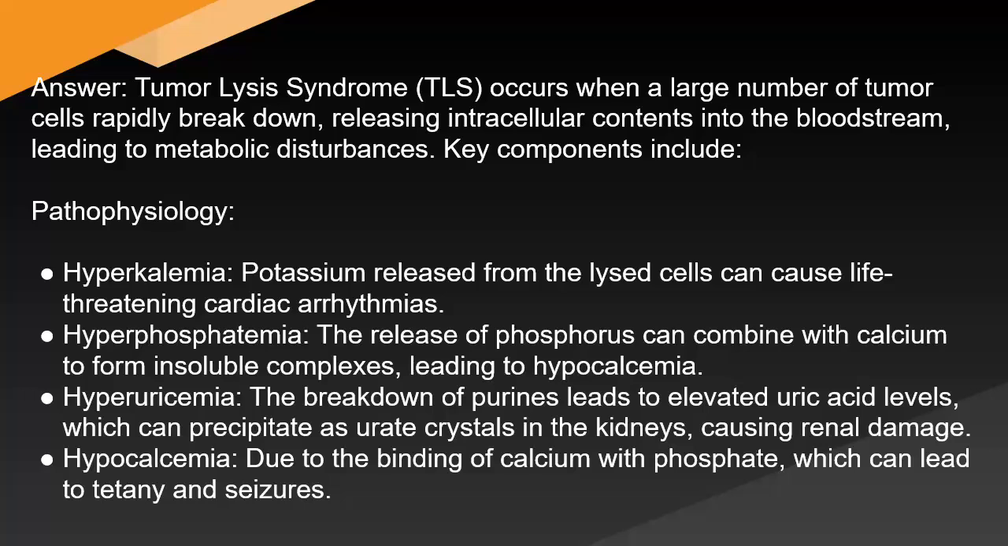Key components include pathophysiology. Hyperkalemia: potassium released from the lysed cells can cause life-threatening cardiac arrhythmias. Hyperphosphatemia: the release of phosphorus can combine with calcium to form insoluble complexes, leading to hypocalcemia. Hyperuricemia: the breakdown of purines leads to elevated uric acid levels, which can precipitate as urate crystals in the kidneys, causing renal damage. Hypocalcemia: due to the binding of calcium with phosphate, which can lead to tetany and seizures.